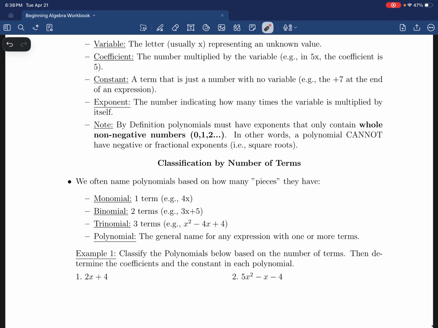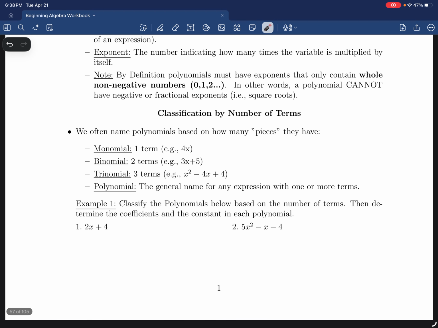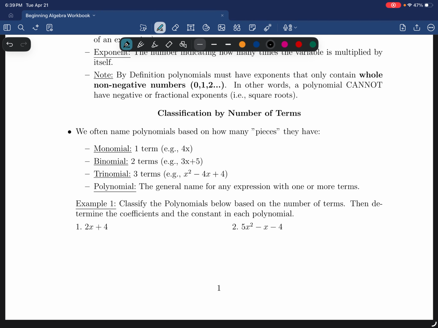Without further ado, let's get into how we classify polynomials. People will typically name a polynomial based on how many terms it has. When we have a polynomial that has one term, for example, just 4x, we call it a monomial. If it has two terms, we call it a binomial. If it has three terms, we call it a trinomial. If it has anything more than three terms, we refer to it as a polynomial. With that in mind, let's take a look at example 1.